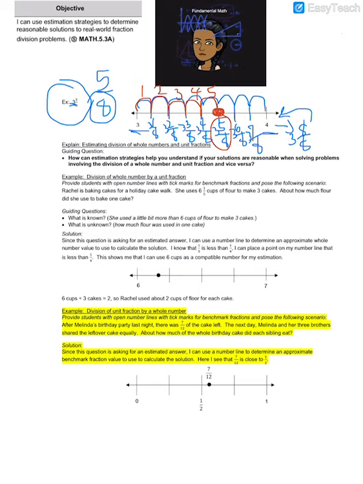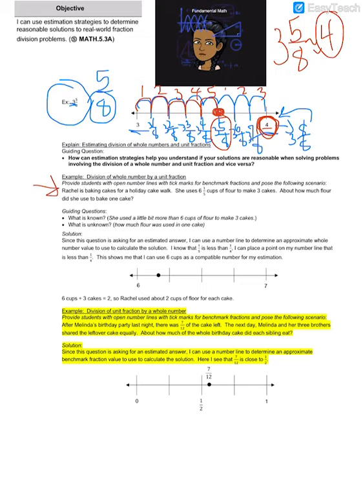But let's count how many jumps it takes from 3 and 5/8 to the next whole number 4. 1, 2, and 3. So 3 and 5/8 is closer to 4 because it took fewer jumps to get from 3 and 5/8 to 4. So we're going to estimate 3 and 5/8 is about 4 wholes. So now what I want you to do is look at this example and try to estimate. Pause the video, draw your number line, and estimate.